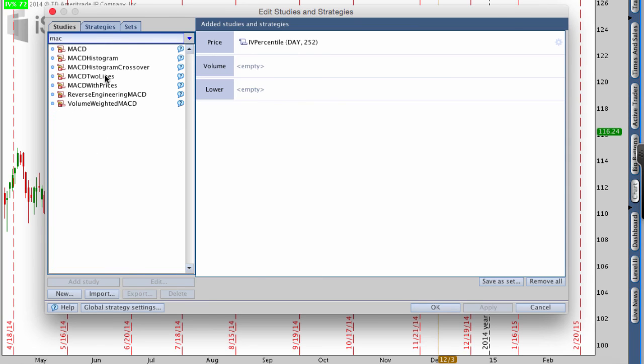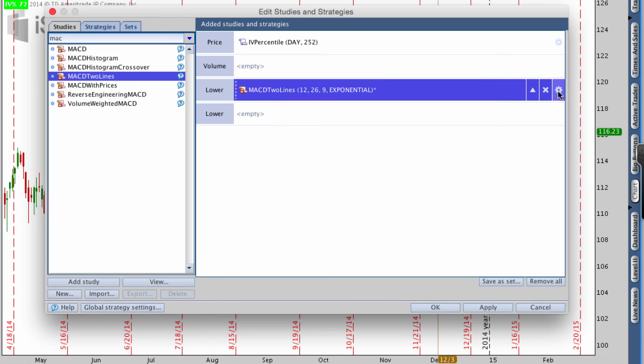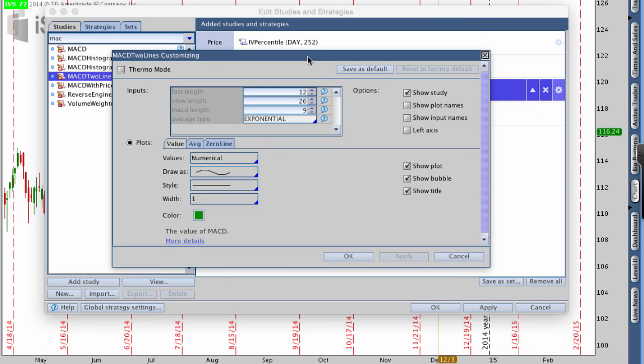I want to use MACD 2 lines. There's a bunch of different ones you can use: histogram, crossover, 2 lines, just regular MACD, but I like to use 2 lines. Then inside MACD, you can see there are a couple different settings. The first setting I want to change is the fast length, right here. Fast length, which is currently at 12, I want to change to 15. That's the first change I'm going to make, and then I'll explain what these different lengths mean. The slow length is currently at 26. I'm just going to even that out a little bit more to about 30.